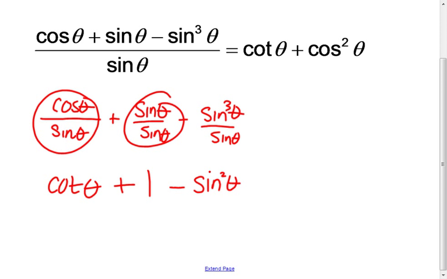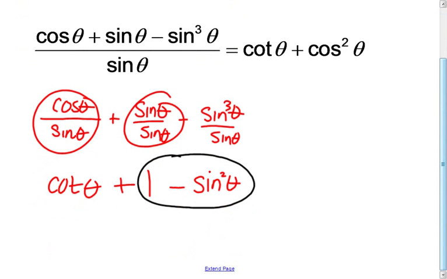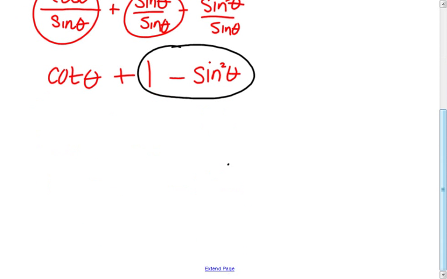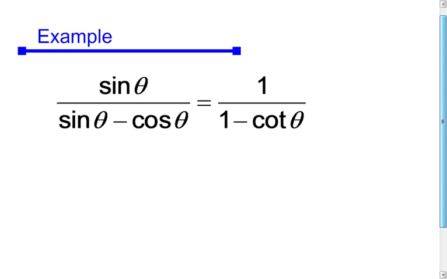And then you have to somehow get a cosine squared in here, but luckily this quantity right here, 1 minus sine squared, if you look over here, is an identity. 1 minus sine squared is an identity for cosine squared. Okay? So you will have cotangent theta plus cosine squared theta, and I have just turned the left into the right. Hallelujah. Oh, we have one more.